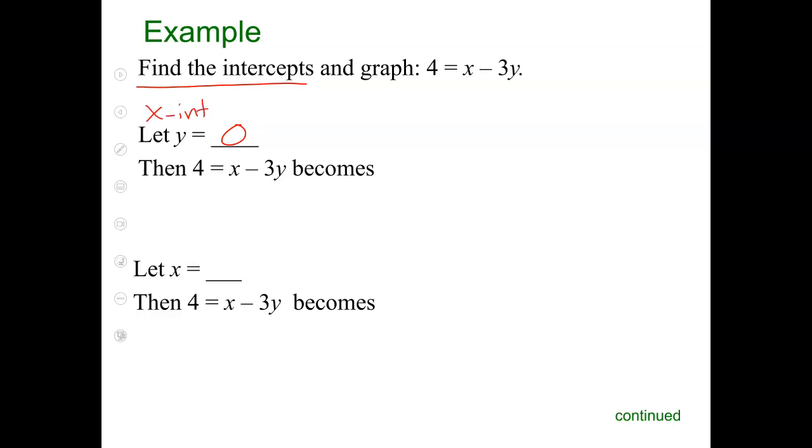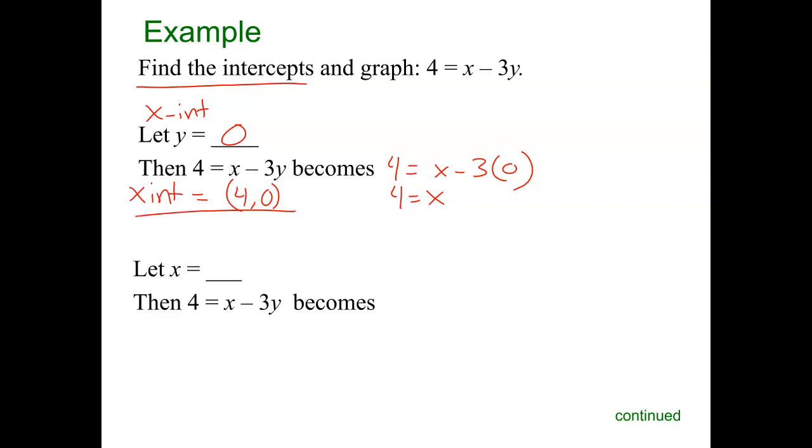So we're looking for the x-intercept. Let y equal 0. So this becomes 4 equals x minus 3 times 0. Let's substitute y for 0. So what is x going to end up equaling? 4. So what is my x-intercept? 4, 0. The x-intercept is 4, 0. I need that ordered pair.